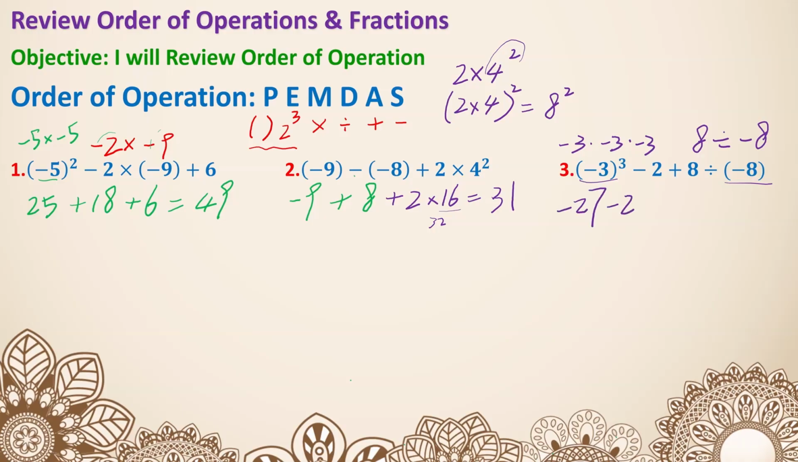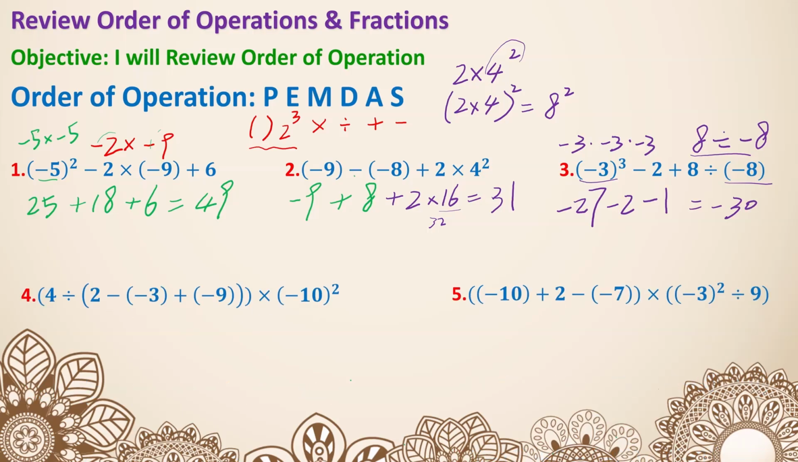We have a -2 on the back. We have to deal with the division before we do the addition and subtraction. 8 divided by -8 is -1. So altogether, we have -27 minus 2 minus 1, which is -30.